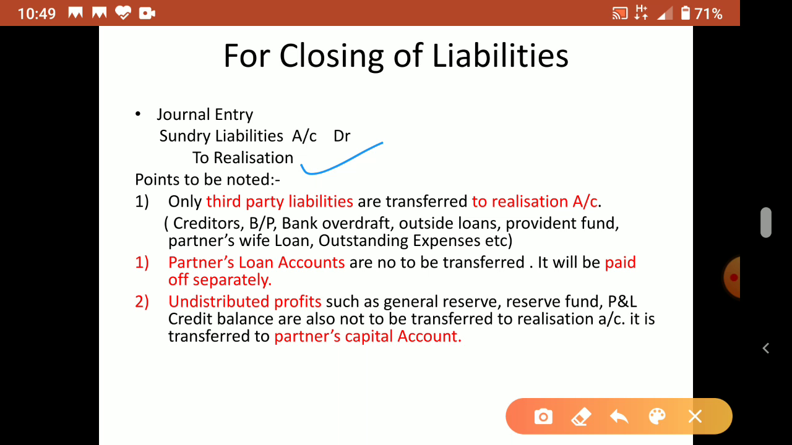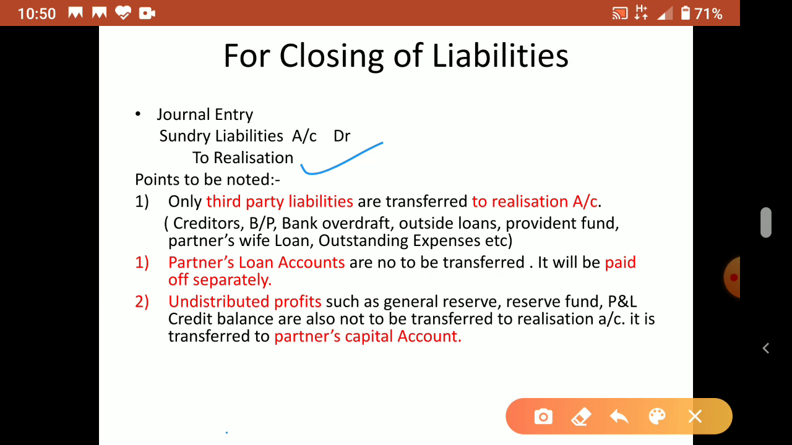Then outstanding expenses, any amount we have not yet paid, that also we have to transfer as what, third party liability. Clear, no? So only third party liability you have to transfer to the credit side. Then partners' loan accounts are not to be transferred. Partner's loan account, I told you; partner's wife's loan we have to transfer because it is third party. When you transfer, you remember this only: is this third party or not, outsider or not, that only remember. Partner's loan, separate loan account we have to prepare, okay.